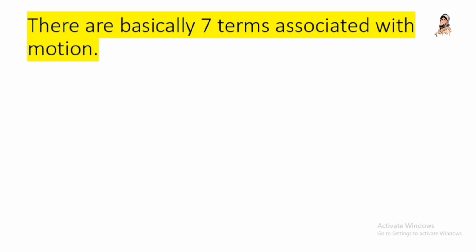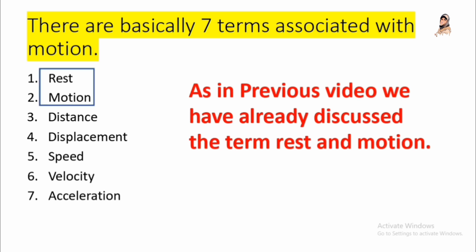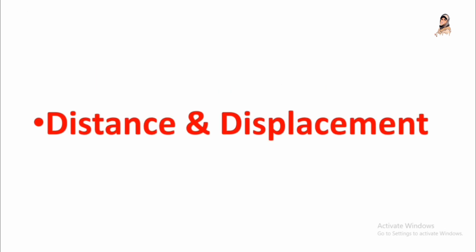Well, there are basically 7 terms associated with motion. The first one is rest, motion, distance, displacement, speed, velocity, and the last one is acceleration. As in the previous video, we have already discussed the terms rest and motion. The link is in the description below. But in this video, we are going to discuss distance and displacement.